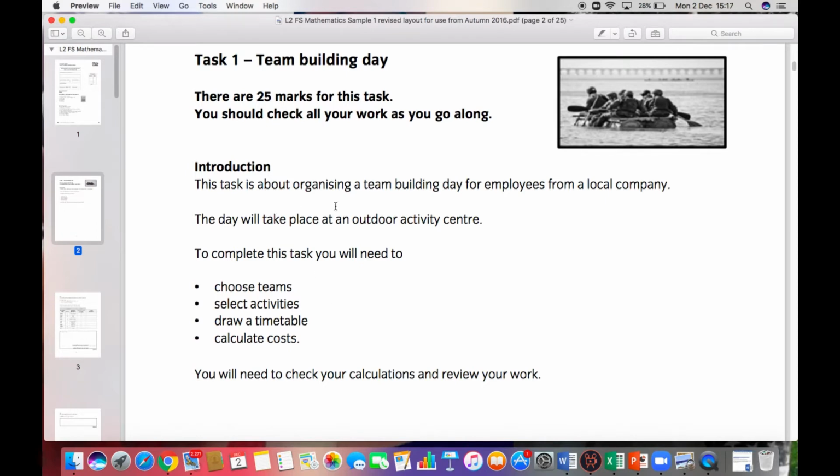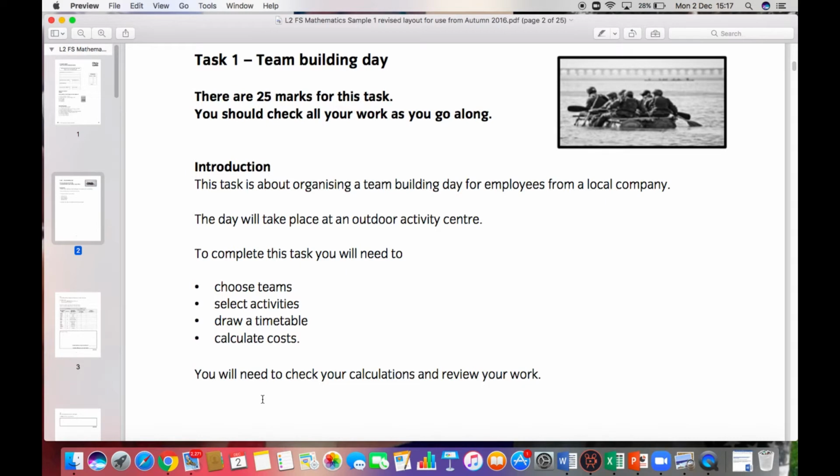Okay, so this task is about organising a team building day for employees from a local company, and the day will take place at an outdoor activity centre. Now, none of this really matters to you. Your main activity will be organising something or doing a timetable of some kind, because this is what it says here. So choose teams, select activities, draw a timetable, and calculate costs. So let's have a look at the first question.